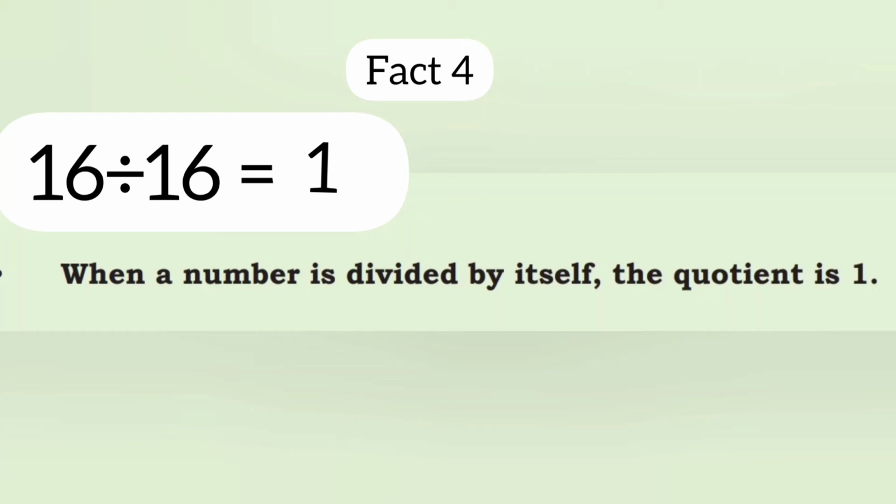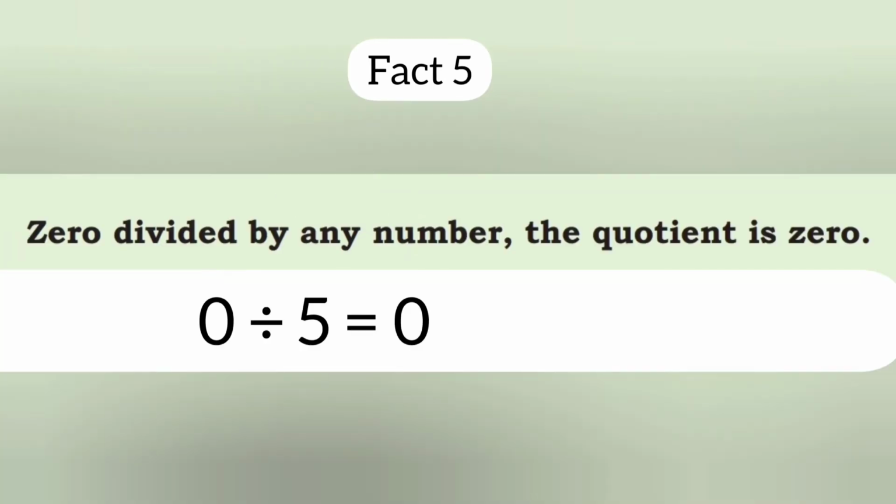The next property is, 0 divided by any number, the quotient is 0. So if you divide 0 with any number, the answer is 0, or the quotient is 0. 0 divided by 5 is 0.